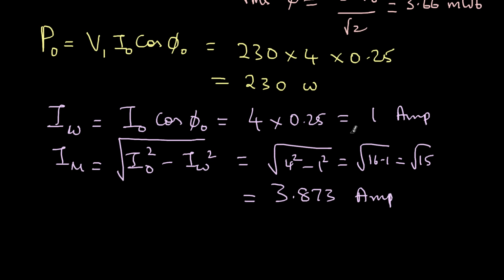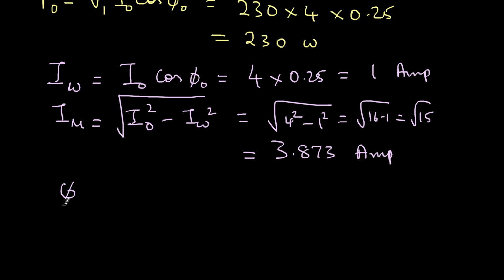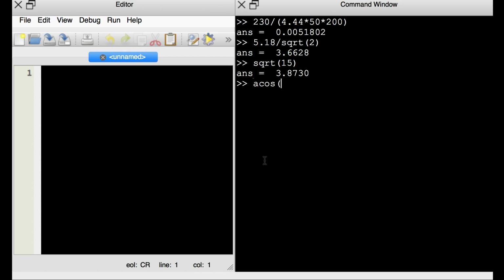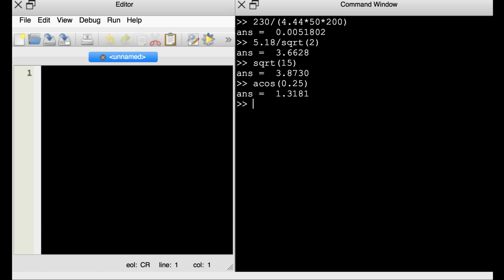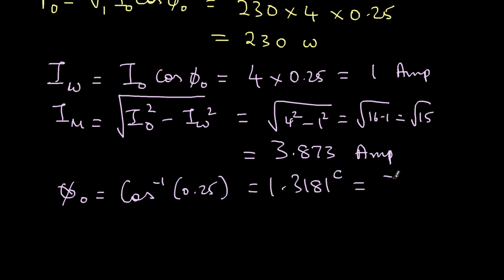So just for fun, let's also find what is phi naught. Phi naught is nothing but cos inverse of 0.25. Let's do that. A cos of 0.25, so 1.3181 radians. So the radians can be converted to degrees just for our understanding. So 180 divided by pi, it is 75.5 degrees. So always this is a cross check. This will be less than 90 degrees.